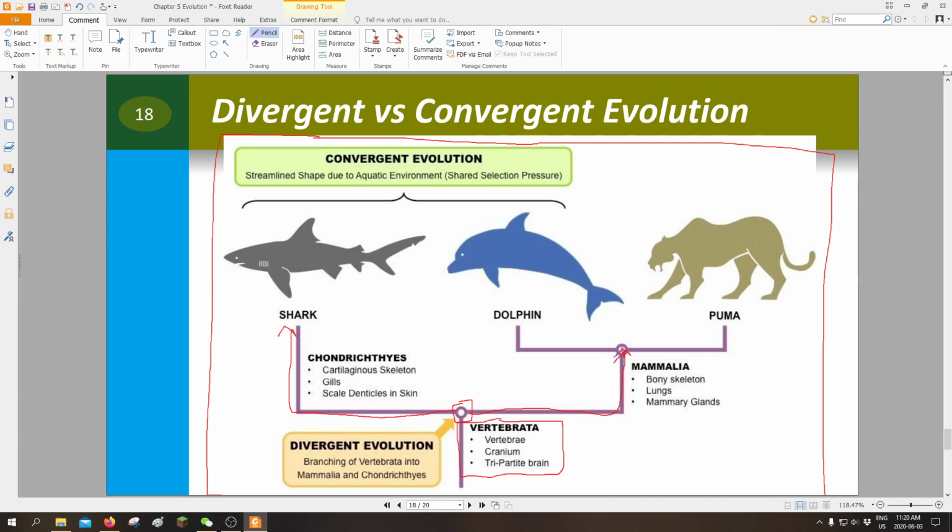However, we could say that some mammals live in the water, and then they could become dolphins. So divergent evolution over here as well. But when we take a look at sharks versus dolphins, we could say that even though they evolved divergently from vertebrata, they actually converged in their evolution because they share an aquatic environment and they have the same shape because of that. So you can actually put convergent and divergent evolution in the same evolutionary tree, but not always.